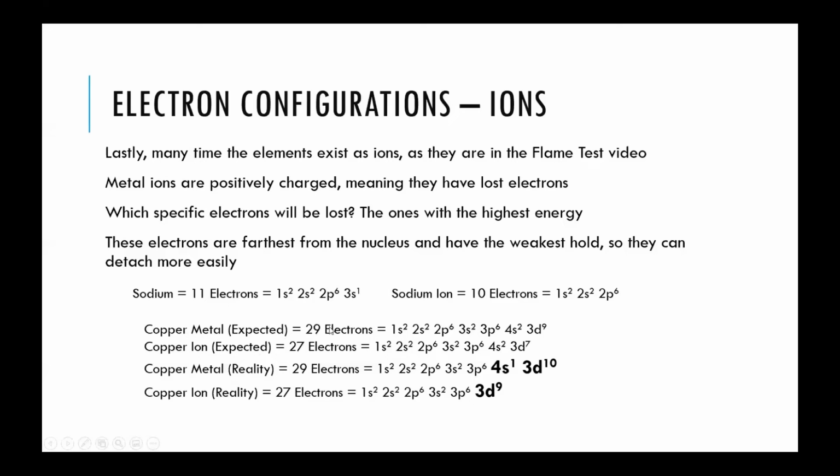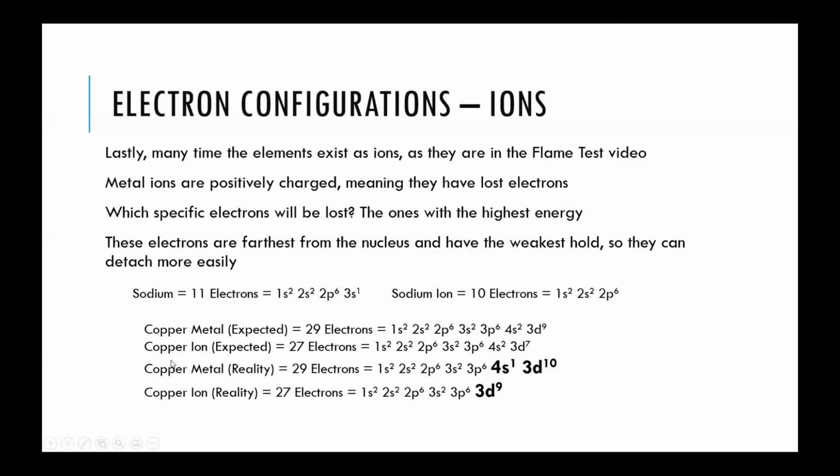So this can be seen very specifically in copper and the copper metal ion. What would be expected would be having 29 electrons with 3d9 and 4s2, but because of the quirk, copper metal actually has 4s1 3d10.